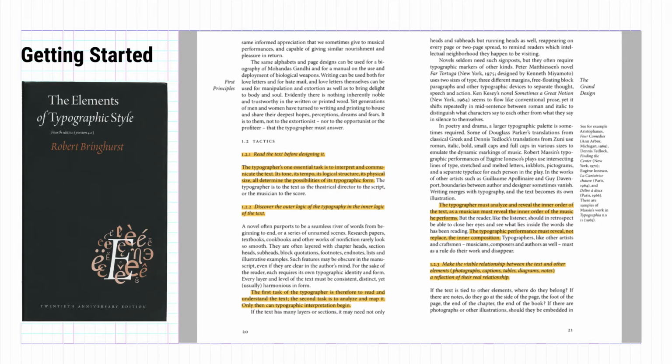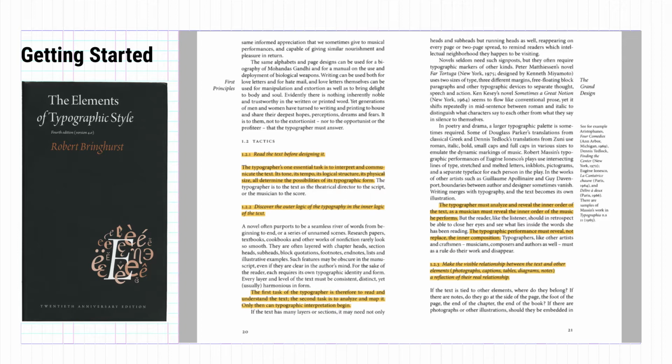Here are some highlighted passages from Robert Bringhurst's Elements of Typographic Style, a quintessential book on typography which I recommend you all to read. So before we start anything, we should probably read the text before designing it. As Robert Bringhurst writes, "The typographer's one essential task is to interpret and communicate the text. Its tone, its tempo, its logical structure, its physical size, all determine the possibilities of its typographic form." The first thing he says we must do is that we must discover the outer logic of the typography in the inner logic of the text. The first task of the typographer is therefore to read and understand the text.